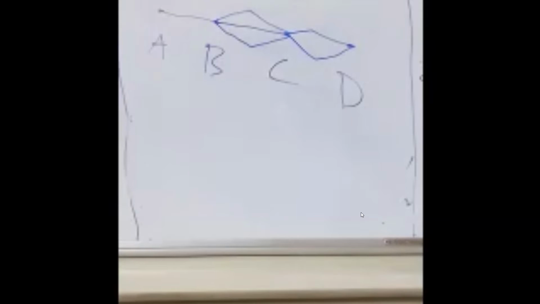So we have 4 cities, A, B, C, and D. We cannot see your video. Can you see us now? Now we can. Okay, cool.